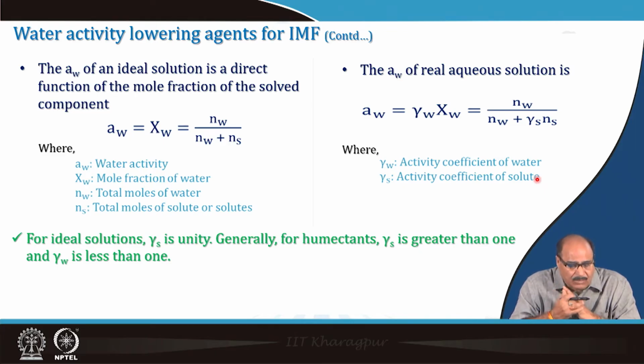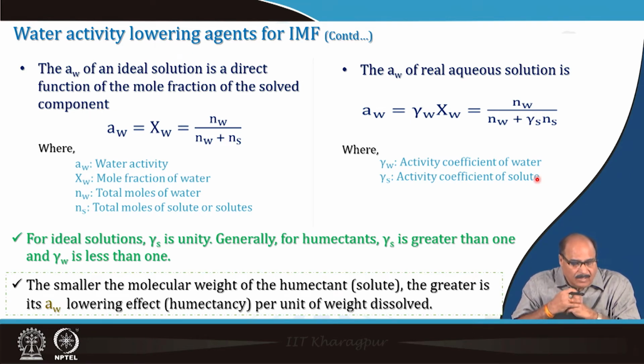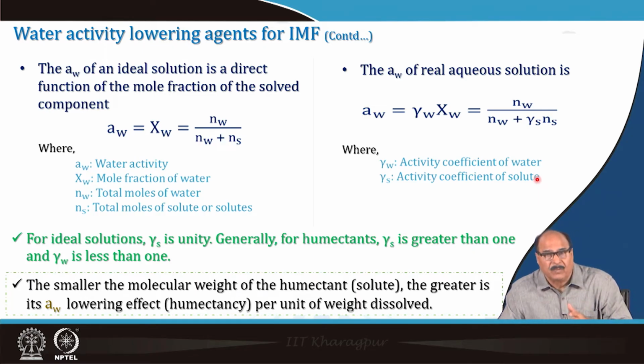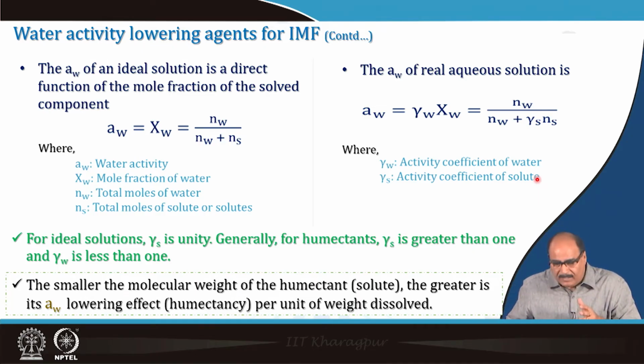For ideal solutions, YS is unity. Generally, for a humectant, YS is greater than 1 and YW is less than 1. The smaller the molecular weight of the humectant or solute, the greater is its AW lowering effect per unit weight of the material dissolved.